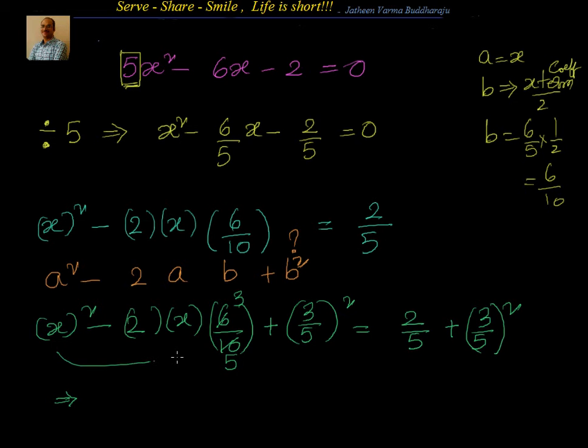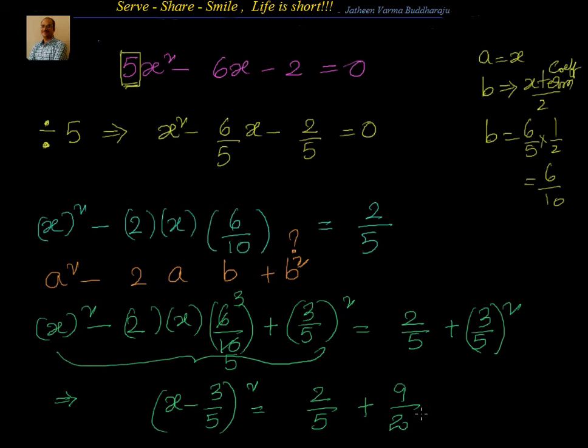Now we know that this whole thing will become x minus 3 by 5 whole square is equal to 2 by 5 plus 9 by 25, which is equal to, we can now take the LCM there. We multiply with 5 and 5. We will have 10 plus 9, 19 by 25. Let's go to the next step.